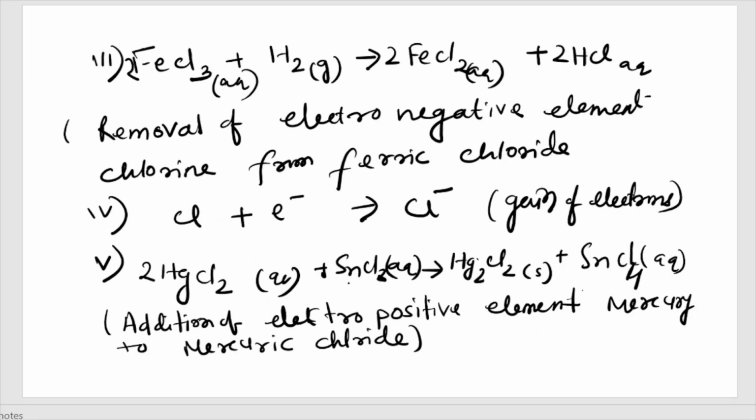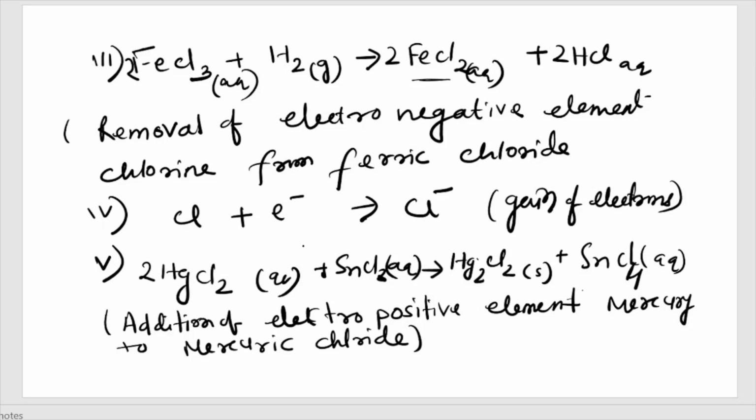Then come to the third example, FeCl3 plus H2. It changes to FeCl2. Now see how many chlorines are there, that is electronegative element: 3 on the reactant side. On the product side, how many electronegative elements? There are 2. So here is removal of electronegative element, that is chlorine, from ferric chloride. Ferric chloride has 3 chlorine and ferrous chloride has 2 chlorine.